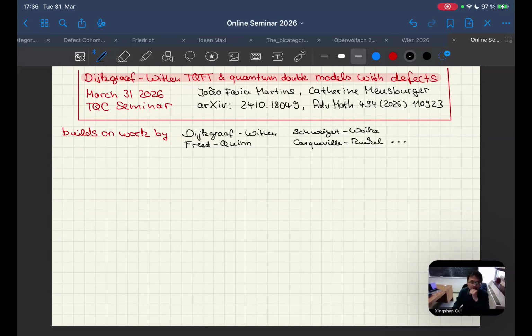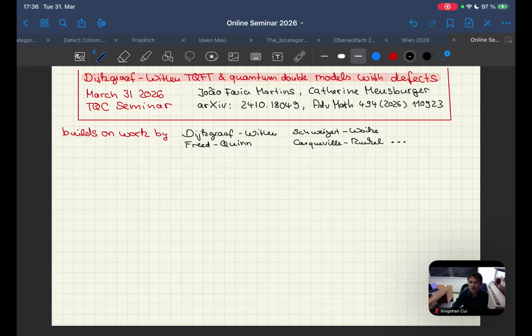Thanks. So first, thanks to the organizers for having me talk here. The work I talk about is joint work with João Faria Martins from the University of Leeds. I'll give a brief introduction to Dijkgraaf-Witten TQFT at the beginning, then I explain about defects, and then I go on to talk about our work.